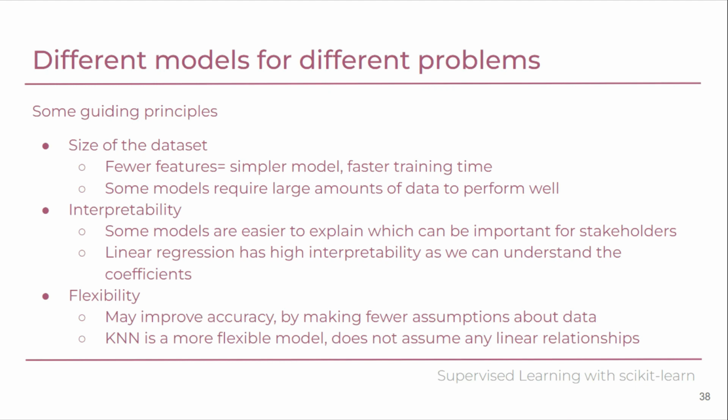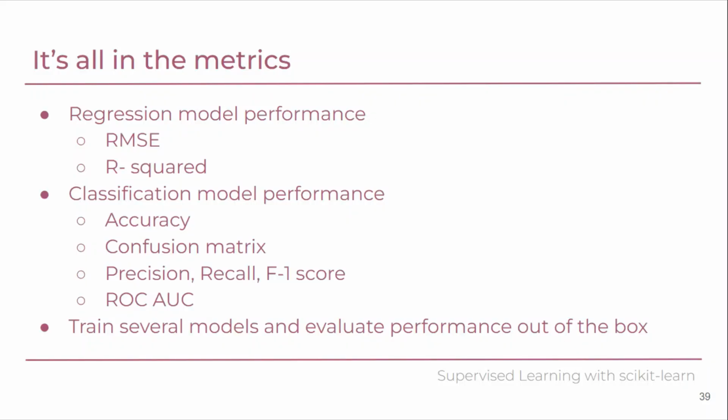We may need an interpretable model, so we can explain to stakeholders how predictions were made. An example is linear regression, where we can calculate and interpret the model coefficients. Alternatively, flexibility might be important to get the most accurate predictions. Generally, flexible models make fewer assumptions about the data. For example, a KNN model does not assume a linear relationship between the features and the target. Notice that scikit-learn allows the same methods to be used for most models. This makes it easy to compare them.